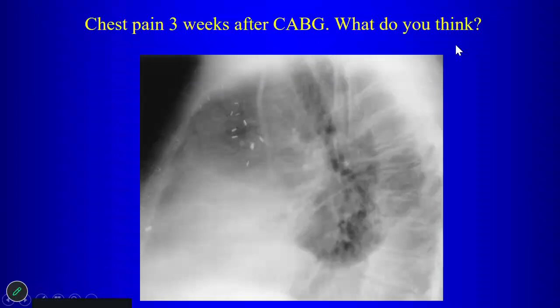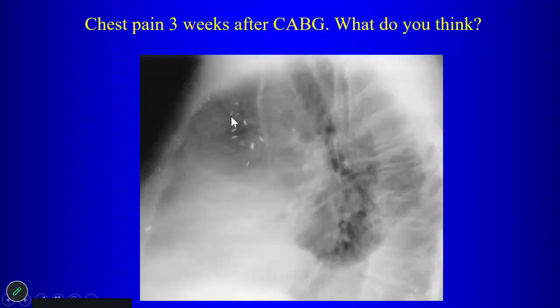This patient has chest pain 3 weeks after CABG. On the lateral view, do we notice anything? No, I mean, what is this back here? Yeah, there's a big pleural effusion, but is there anything else? We have these clips. If you look in the anterior mediastinum, does anything bother you there?